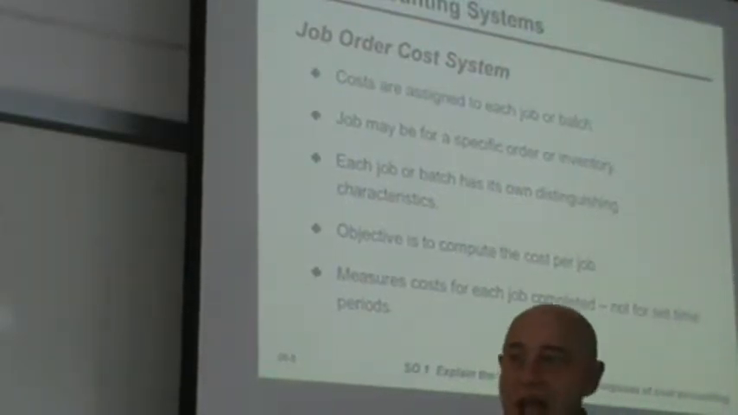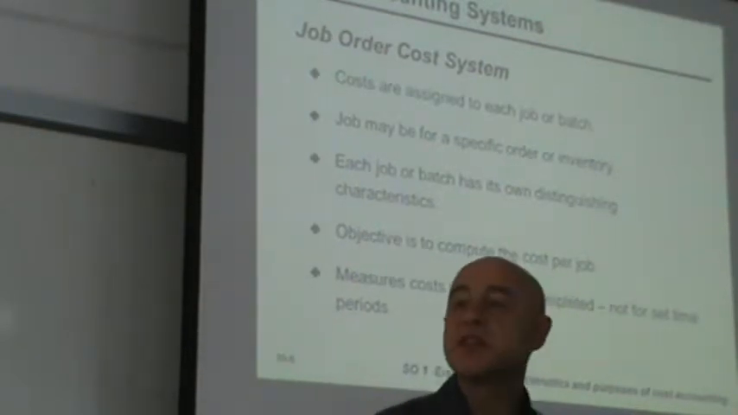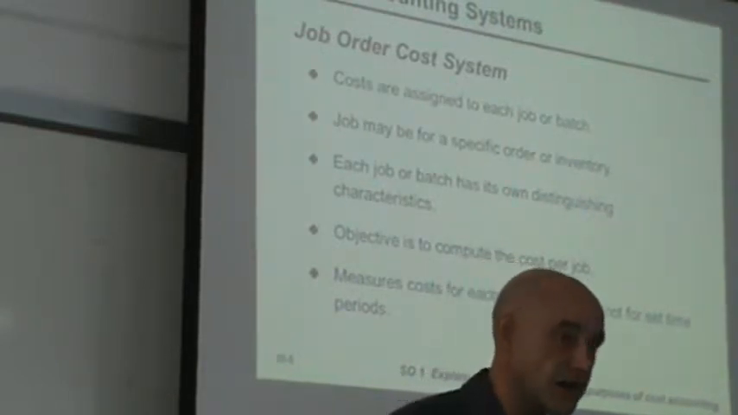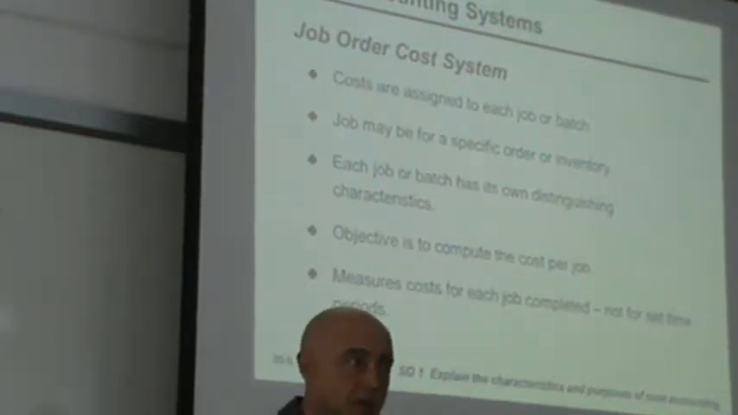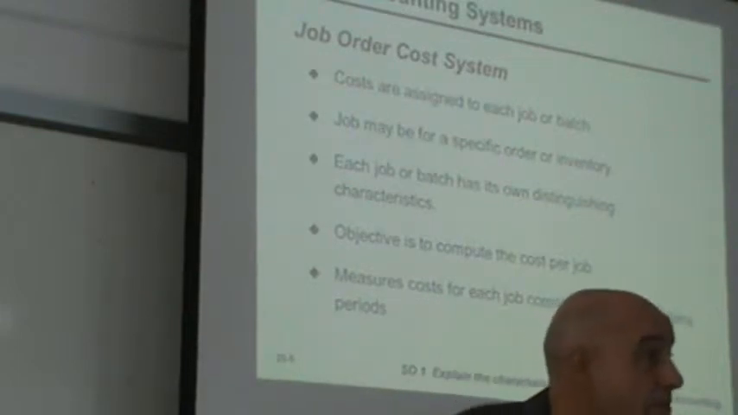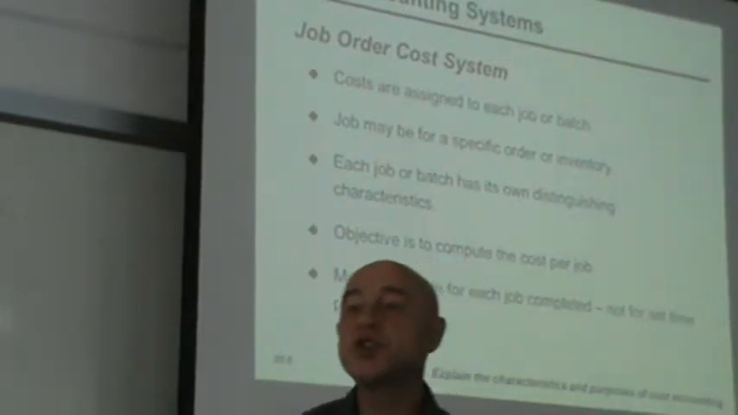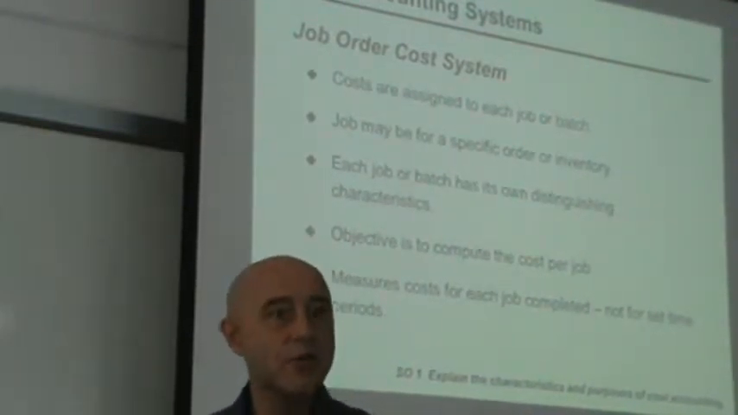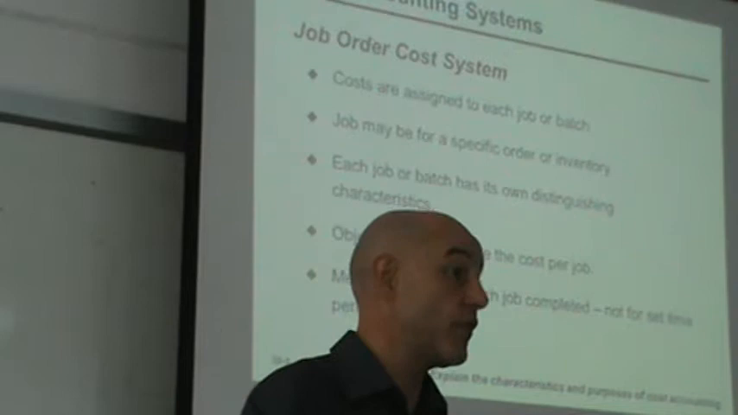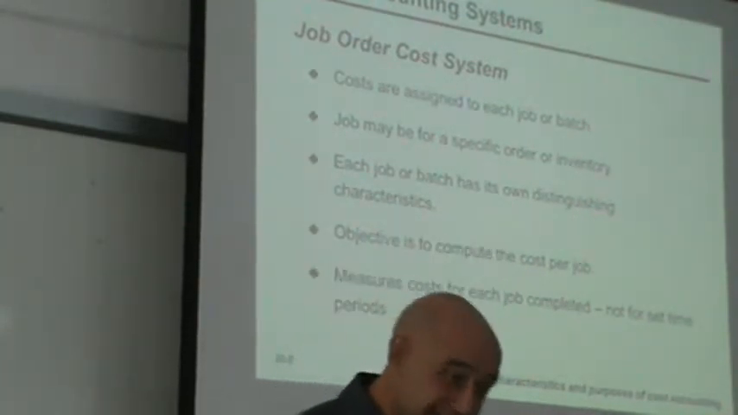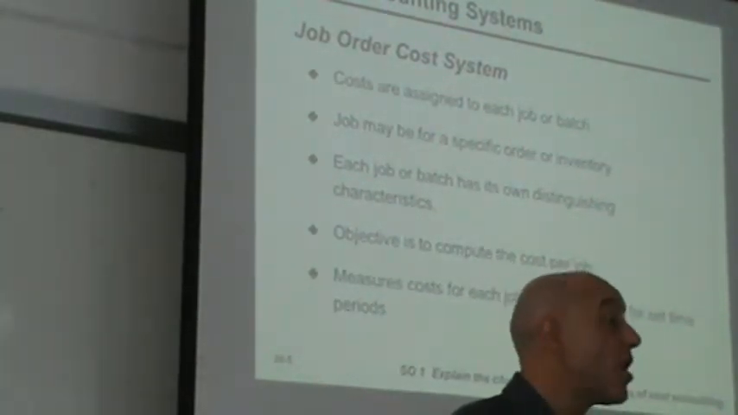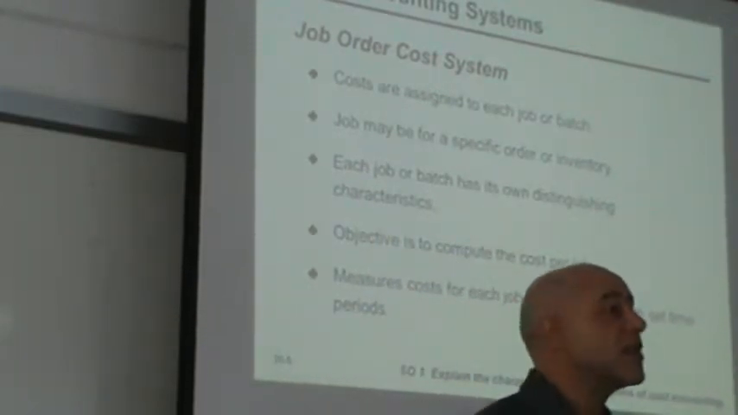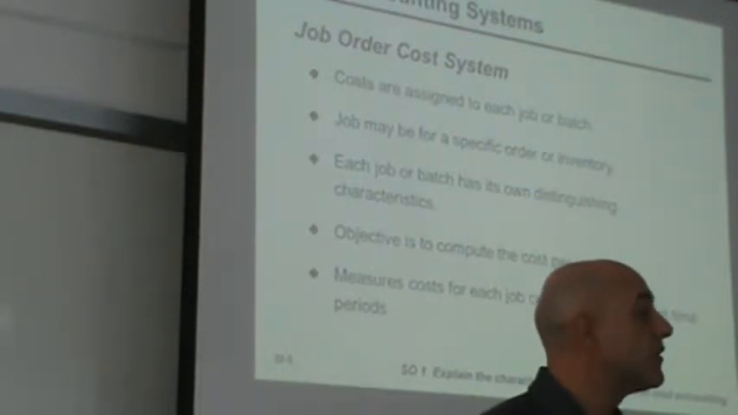So you have different products, very different products. If you're making furniture, one job will be making tables. A second job will be making chairs, okay? A third one will be making sofas. So you have something of a different product. And a job simply means that you have to make a number of products.